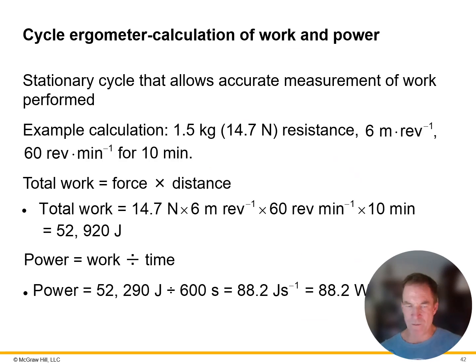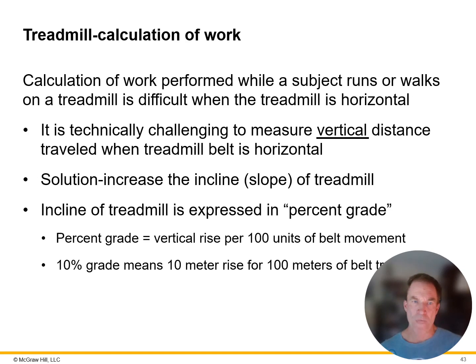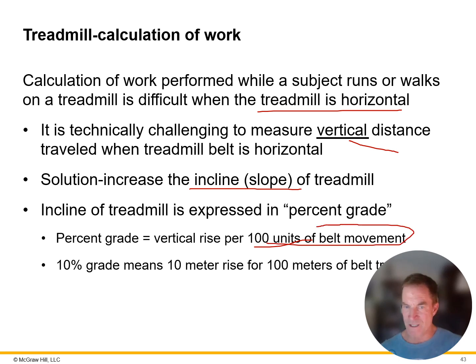We're just going to keep going on this with another example. We're now looking at how to calculate it with a treadmill that's horizontal versus one that's inclined. Whenever you have an incline or slope, they're actually looking at how many times the belt moves. In this case, 100 units of belt movement. They're saying a 10% grade meant 10 meters of rise for 100 meters of belt. It's basically rise over run, so this is 10 meters by 100 meters.